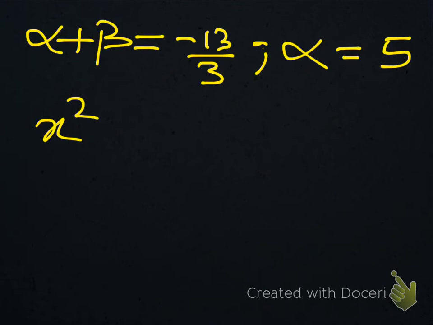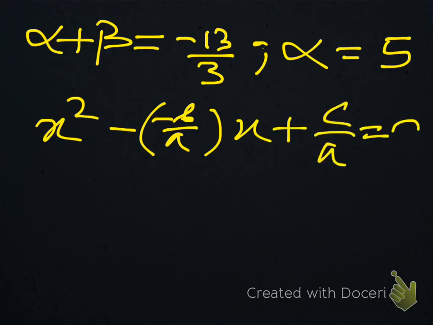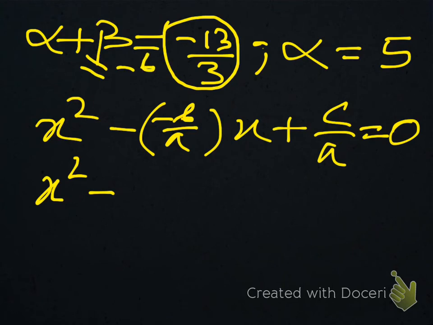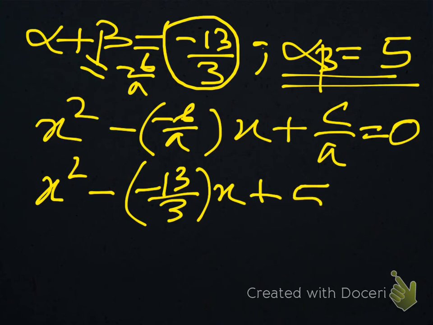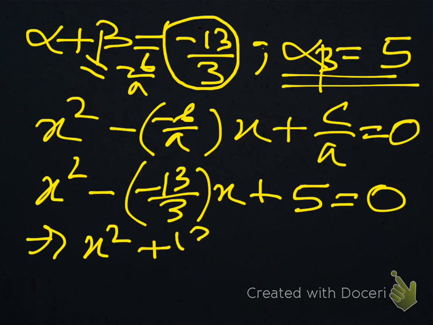Now I'm directly going forward to this position where we got x squared minus b by a x plus c by a. We know this. So x squared, and in place of minus b by a, I can write minus 13 by 3, because this is minus b by a. So minus 13 by 3 into x, and in place of c by a, the product of the roots is 5, so I can just write 5 over here. Now this becomes x squared plus 13 by 3 x plus 5 equal to 0.